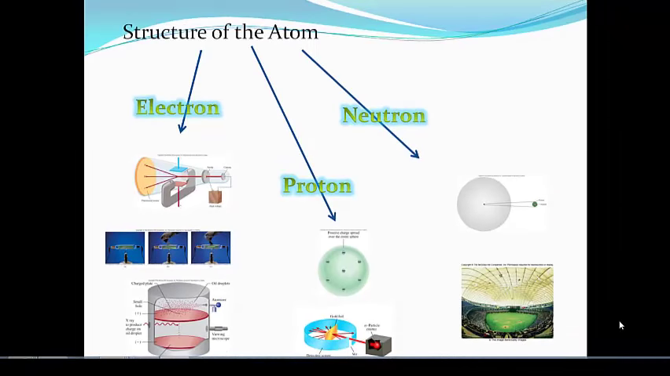Section 2.2 talks about the structure of the atom, and on the basis of Dalton's atomic theory, we were able to explain the structure of the atom. We're going to learn it in steps, as we actually discovered the parts of the atom. So first the electron was discovered, and then the proton, and then the neutron.